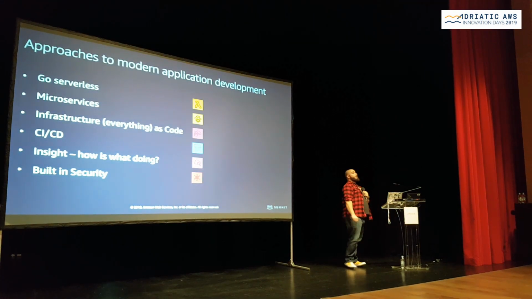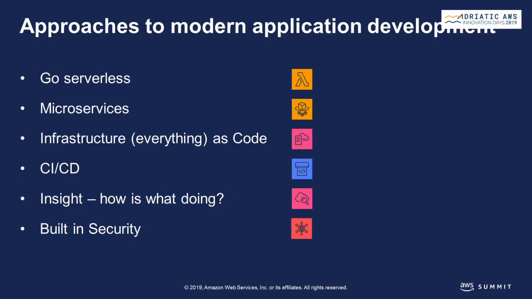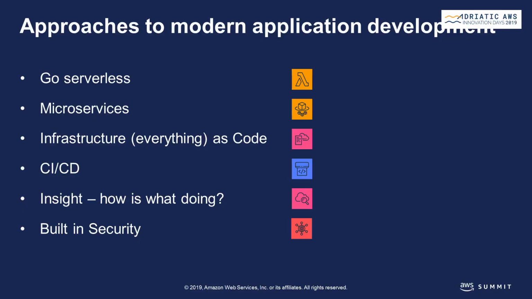Well, a couple of things that we at AWS think are the tenets of a modern application. It's 2019, so you should go serverless, right? Focus on microservices. Make sure you do everything as code, which includes the infrastructure. Push all of that through a pipeline. Understand how everything is doing. Be aware of how your environment looks. What is the current state of your application? Is it healthy? Does it deliver business value? And at the end of the day, you have to build security into it.